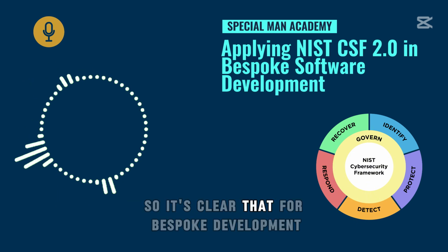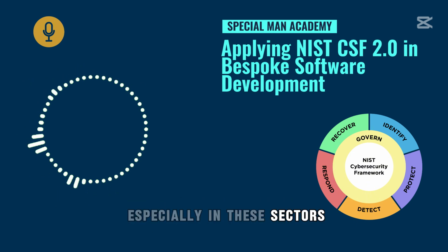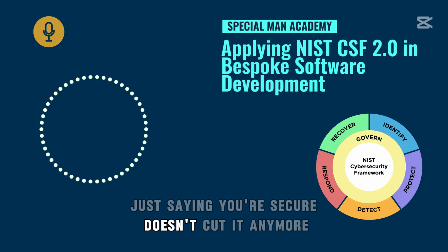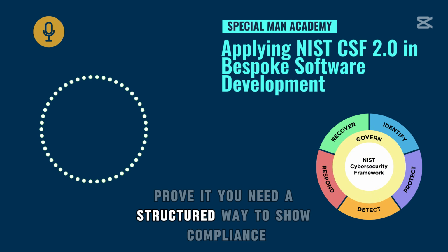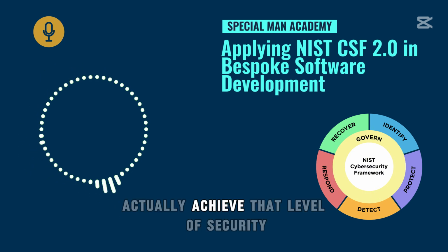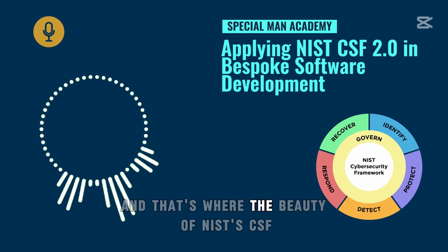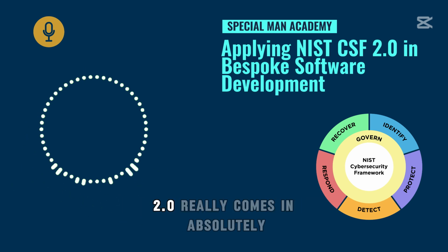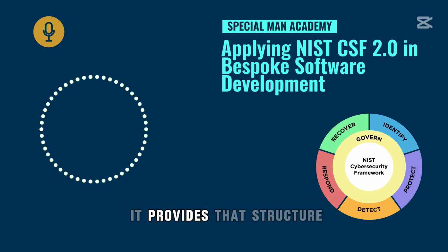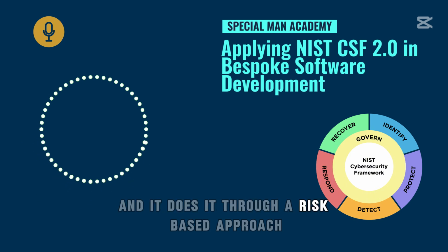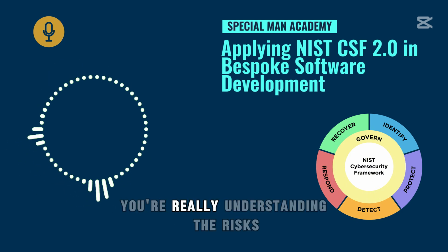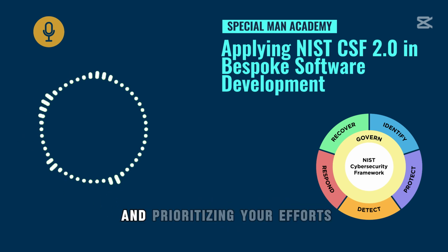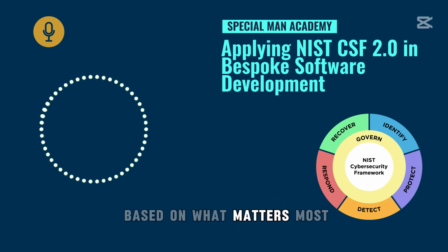So it's clear that for bespoke development, especially in these sectors, just saying you're secure doesn't cut it anymore. No, you need to be able to demonstrate it, prove it. You need a structured way to show compliance and, more importantly, actually achieve that level of security. And that's where the beauty of NIST CSF 2.0 really comes in. Absolutely. It provides that structure. And it does it through a risk-based approach, which is so important. Yeah, you're not just checking boxes. You're really understanding the risks and prioritizing your efforts based on what matters most.